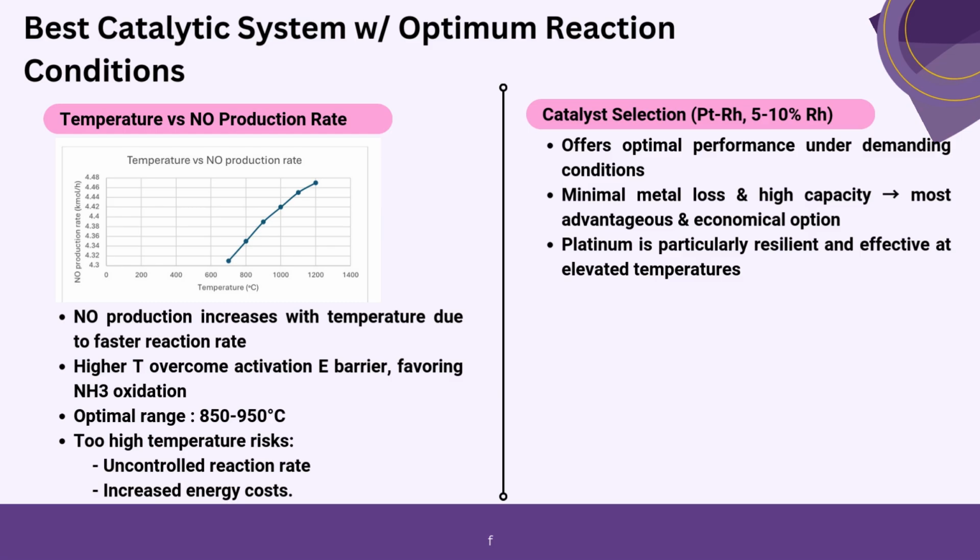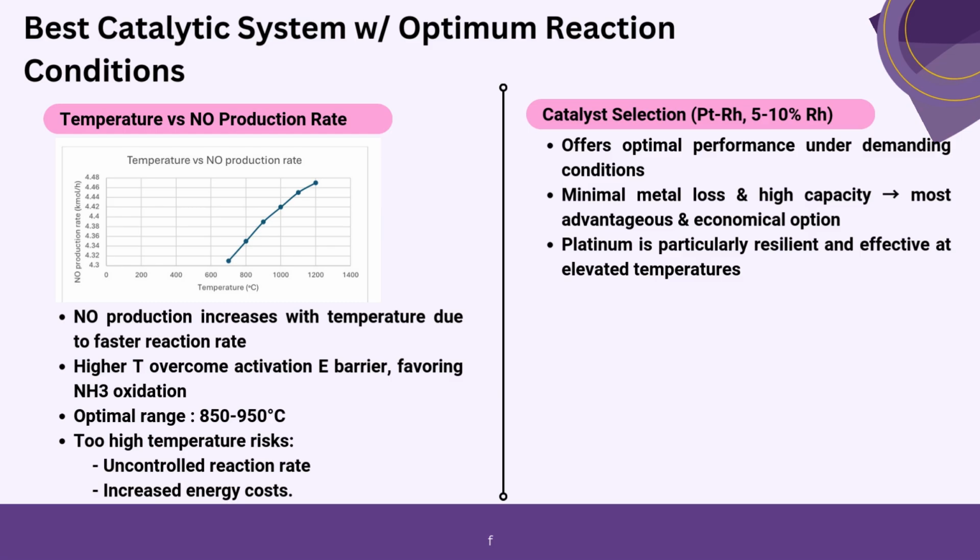This section covers the optimal reaction conditions and catalyst selection for NO production. On the left, we see that higher temperature increases NO production by overcoming the activation energy barrier and promoting ammonia oxidation. The optimal range is 850 to 950 degrees Celsius, as exceeding this can lead to uncontrolled reactions and higher energy costs. On the right, we highlight the Pt-Rh catalyst containing 5 to 10% Rh, chosen for its durability under high temperature and minimal metal loss.